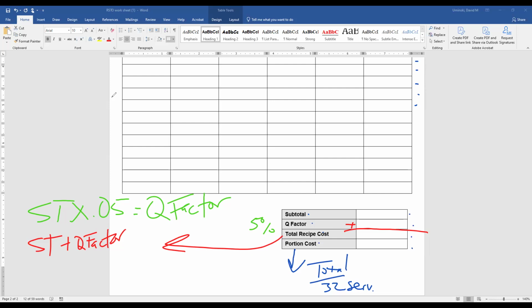And then are you in my Tuesday or my Monday class? For cost control, are you in my Monday morning or my Tuesday afternoon? Okay, cool. So we'll go over tomorrow what to do with this last piece of information to get the total cost. Yeah, so we'll go over that tomorrow in class.